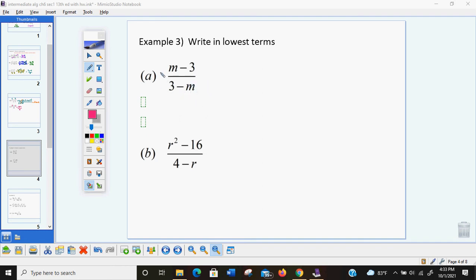If you take out a negative, it allows you to change the order on one of them. So I'm going to change the order on the bottom. Basically what we did is we divided this by negative 1, which made it negative 3. We divided this by negative 1, which made it positive m. And then they match. So I can cancel here the m minus 3 and the m minus 3. Everything's gone, so I'm left with a negative 1. Because this wasn't there anymore. I changed it when I took out the negative. So when everything cancels, that negative in the front means I have negative 1.